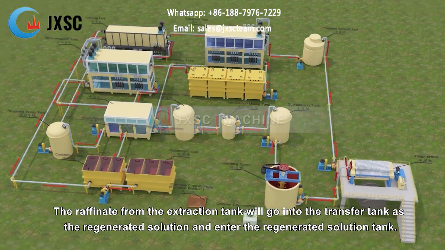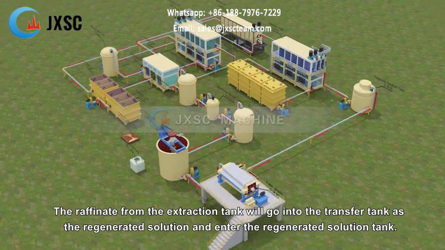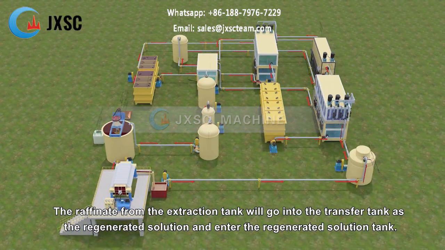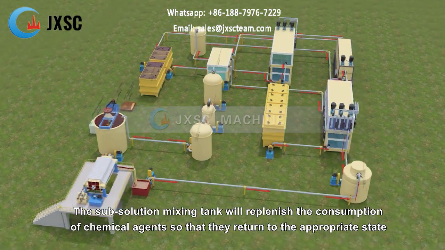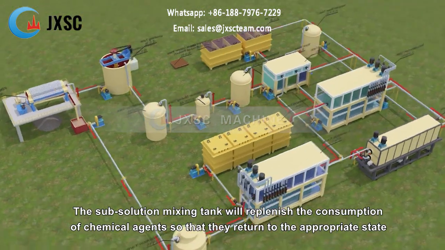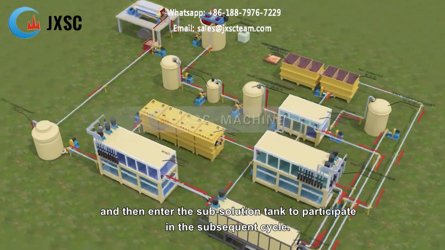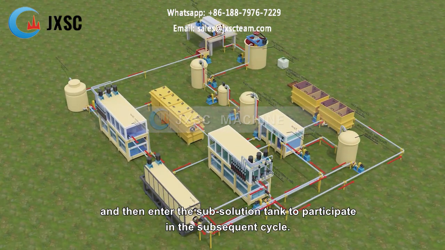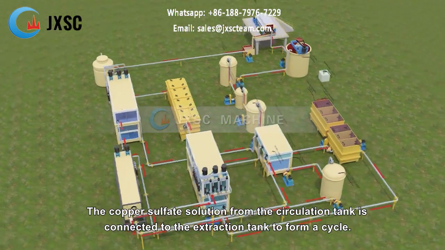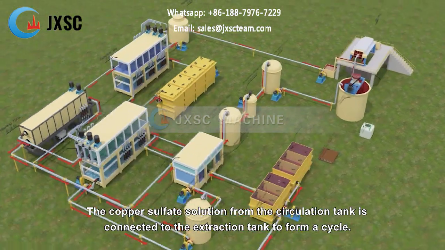The raffinate from the extraction tank will go into the transfer tank as the regenerated solution and enter the regenerated solution tank. The sub-solution mixing tank will replenish the consumption of chemical agents so that they return to the appropriate state and then enter the sub-solution tank to participate in the subsequent cycle. The copper sulfate solution from the circulation tank is connected to the extraction tank to form a cycle.